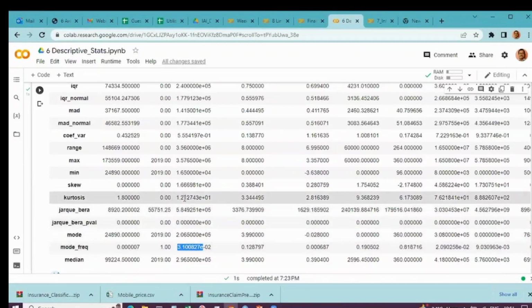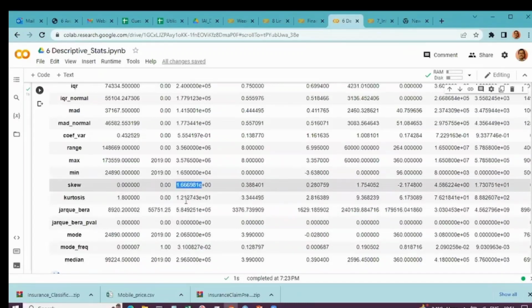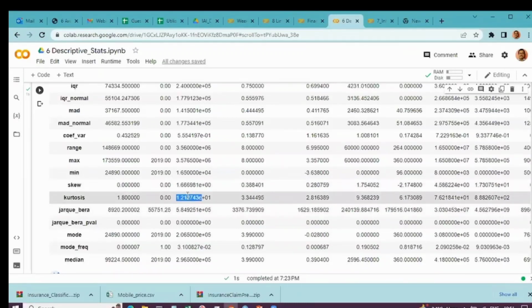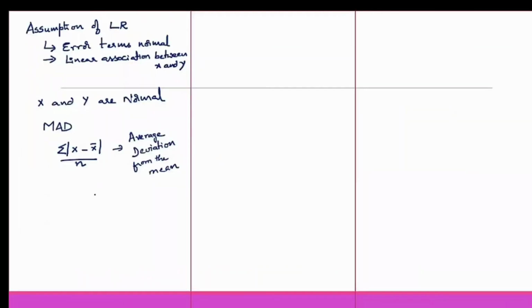Then come two calculations, skewness and cutoffs. These are the two important calculations that actually drive normality of the data.